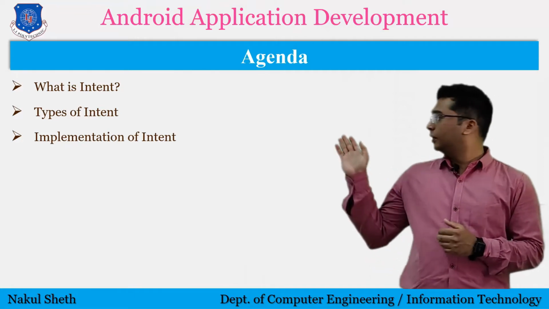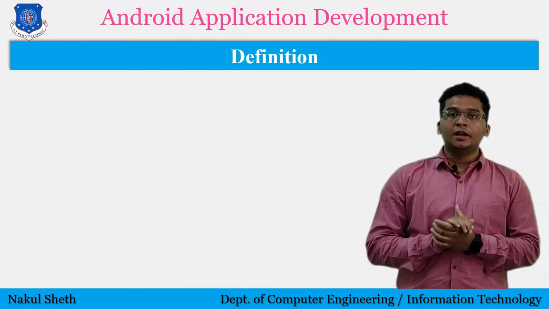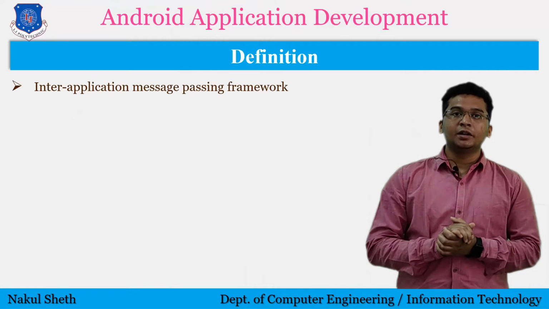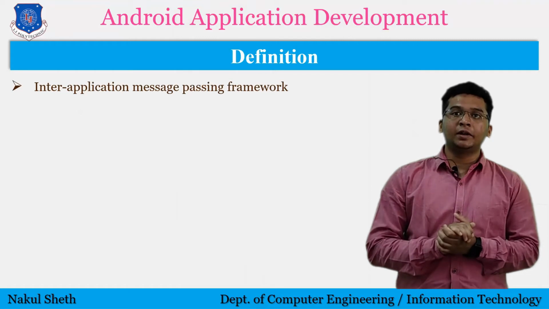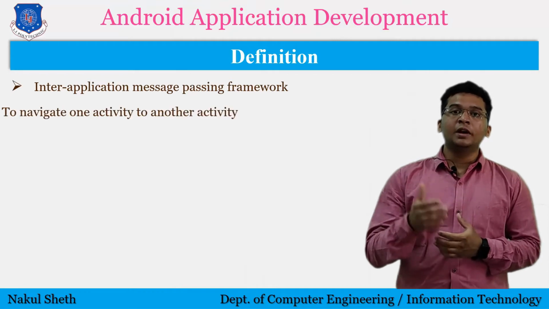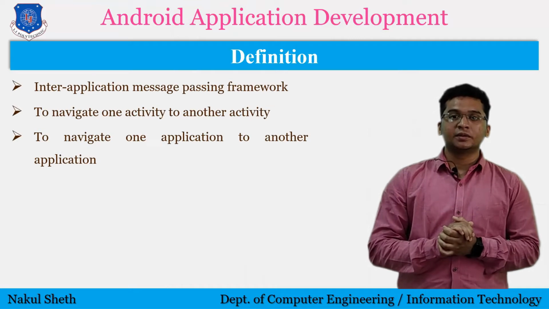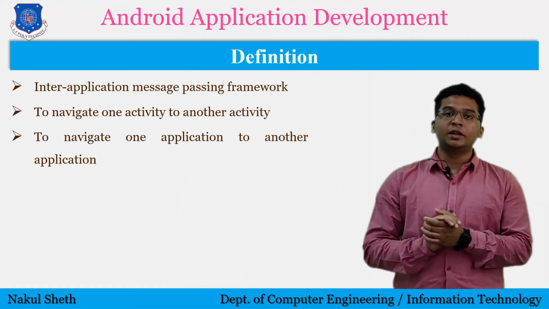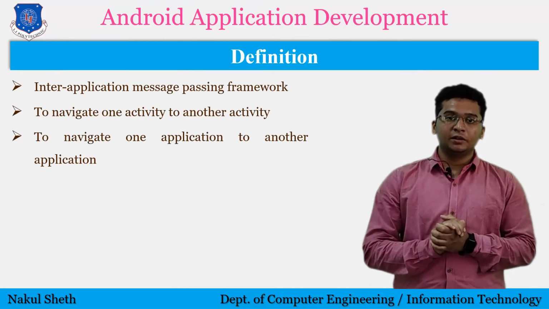So let us start with its definition, or what is intent. An intent is an inter-application message passing framework. Using intent, you can broadcast a message in the system or target activities or services. And we can say using intent we can navigate from one activity to another activity and one application to another application. So with the use of intent we can move from one activity to another activity or one screen to another screen on button click or on any object click.